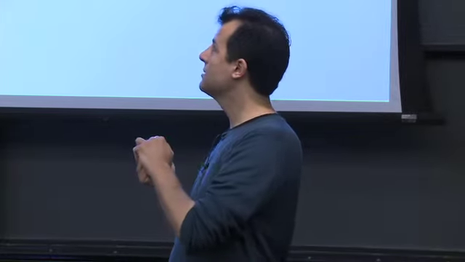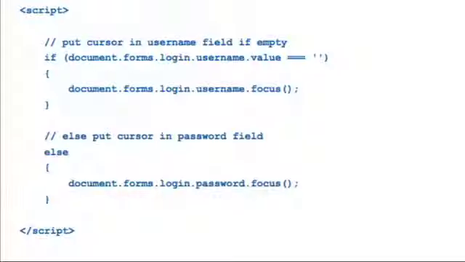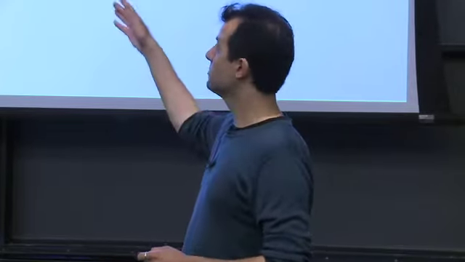So in the case thus far with document, it turns out there is a property called forms. Forms happens to be a collection of all of the forms in that document. And there might be 0 forms, there might be 10 forms. It totally depends on how many form tags are in that document. So document.forms.login specifically means get me the form whose name is login among all of the forms in the current page, whether there's one or more.